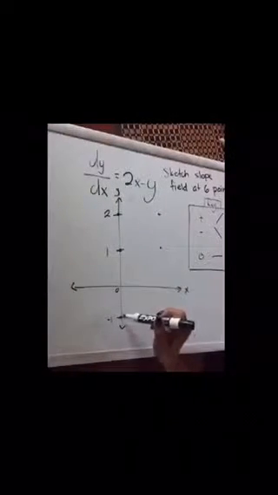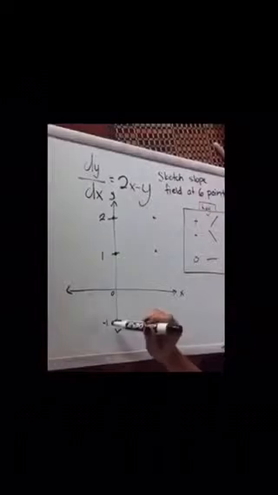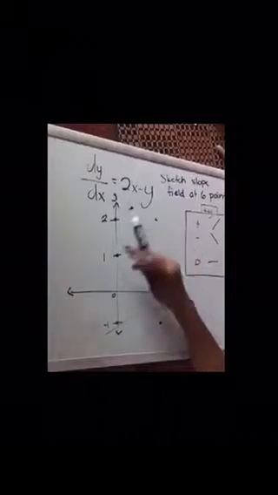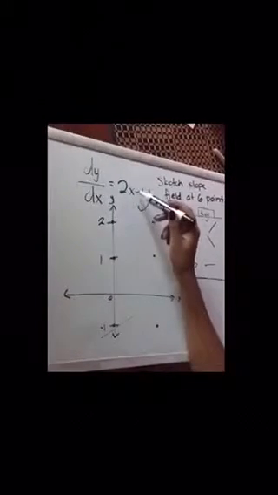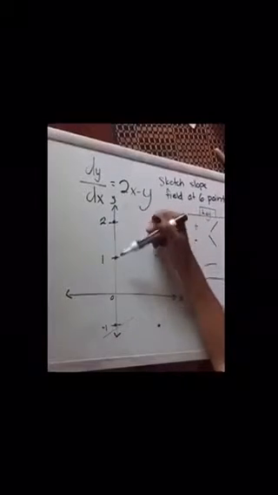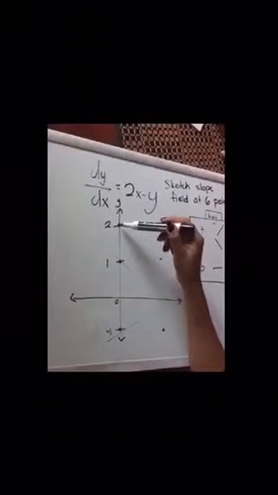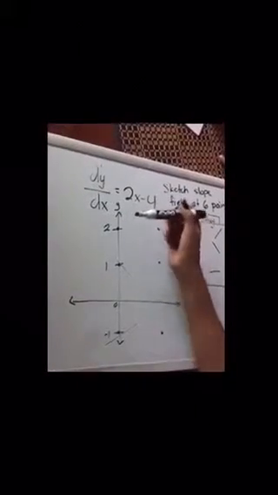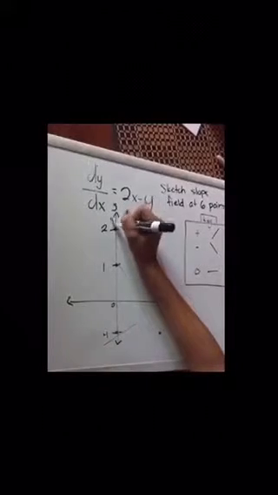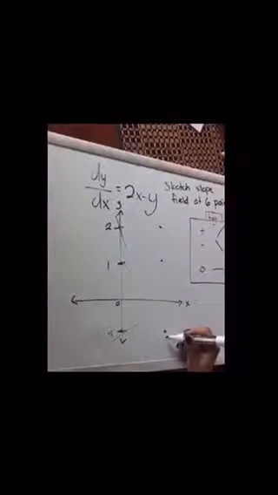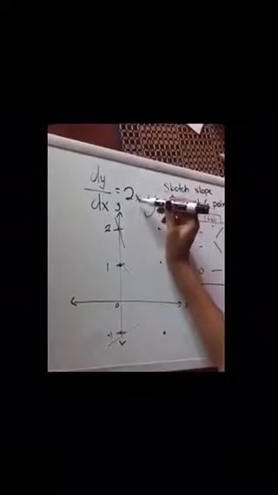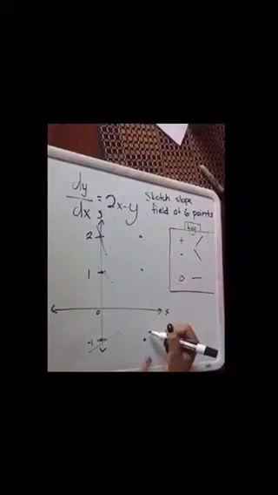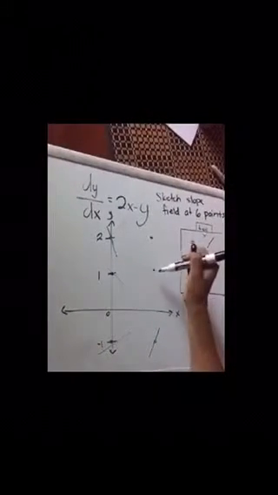To begin with, we plug in 0 for x and -1 for y, and we get a positive slope. For this one, we plug in 0 for x and 1 for y, and the slope would be negative. For the coordinate with 2, we plug in 0 for x and 2 for y, and we get -2, so the slope would be steeper. For this one, we plug in 1 for x and -1 for y, and we get 3, so the slope would be steeper and positive.